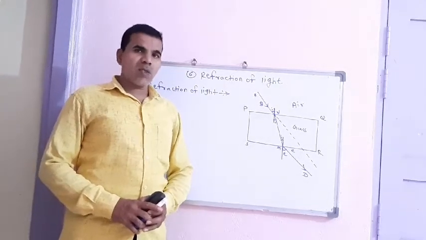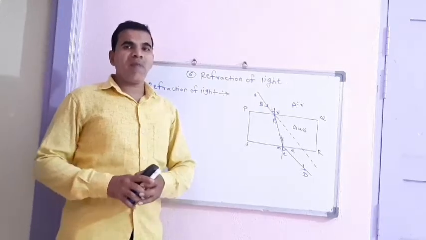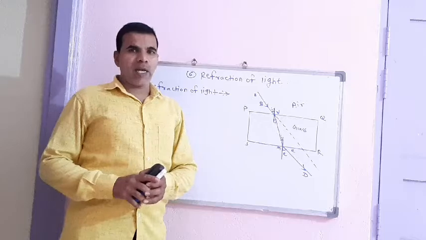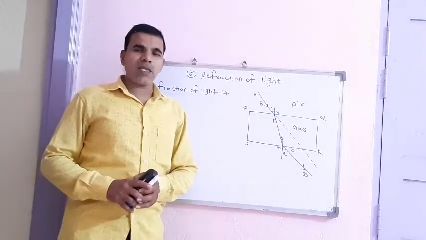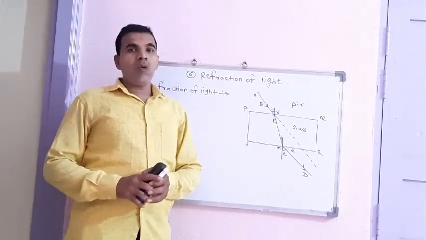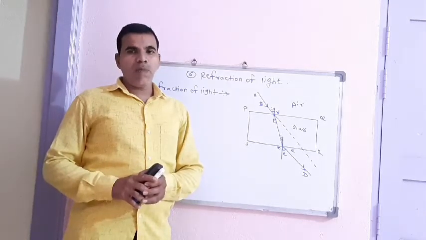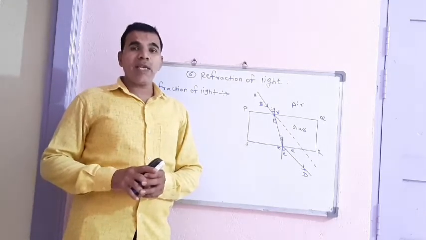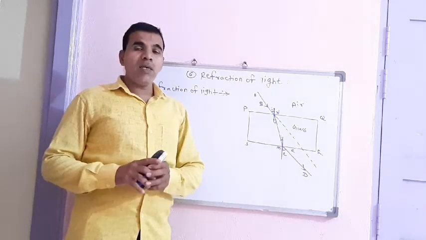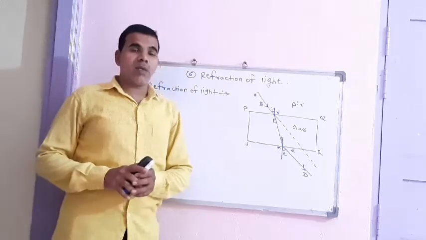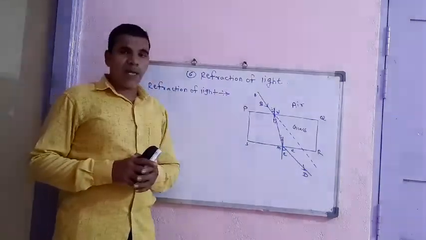In a previous class, we learned about reflection of light. We know that light travels in a straight line. In the 7th, 8th, and 9th classes, we learned that light is a form of energy which travels in a straight line direction. So in this topic we have to study the refraction of light.